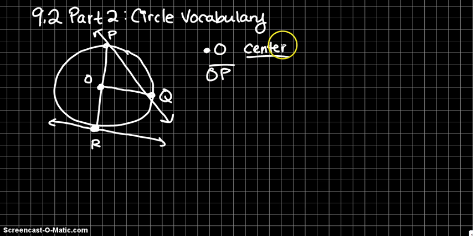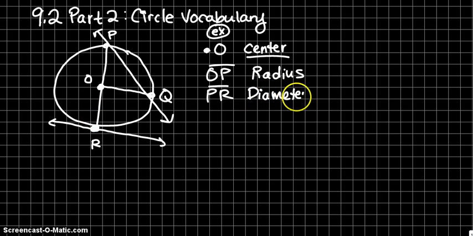Point O is the center of the circle, just the middle of the circle. OP, if I go just from O to P, that's a radius of the circle. And you guys already know a radius is just halfway across. If I go the full way across of the circle, P to R would be an example of a diameter of a circle. So the diameter goes the whole way across of a circle.